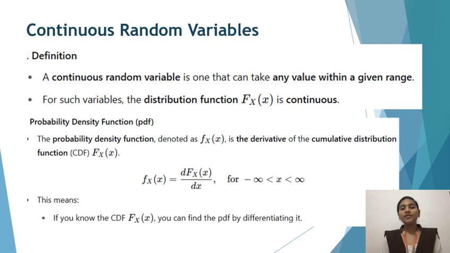For example, if we consider a value within the range of two particular numbers, it takes the value between the given range. Such variables are used for the distribution function. So the probability density function, which is denoted as small fX of x, is the derivative of the capital FX of x. The mathematical equation is small fX of x is equal to d by dx of capital FX of x, in the range of minus infinity to infinity. This means if you know the value of capital FX of x, you can find the value of small f by differentiating it.